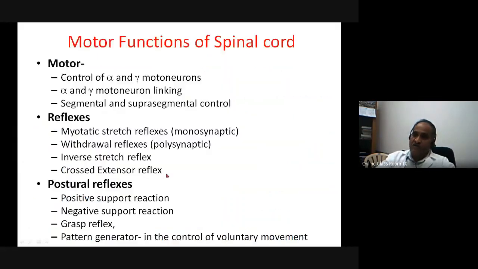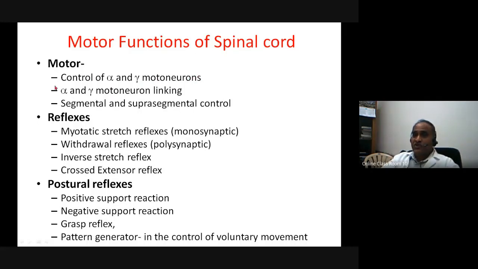Now move on to the supply to the motor neurons and their linking and operating for the segmental and suprasegmental level. That is one motor, meaning going to the muscles. And to the muscles, we have the intrafusal fiber and extrafusal fiber. The alpha motor neurons supply the extrafusal fibers that result in muscle contraction. The gamma motor neurons supply the intrafusal fibers and are responsible for muscle tone. That is a partial state of contraction.